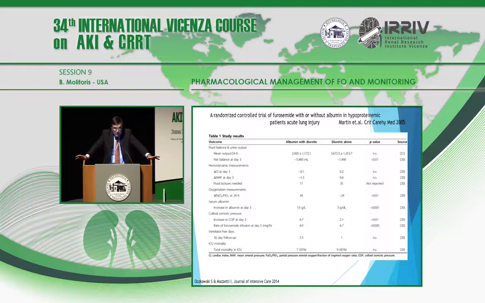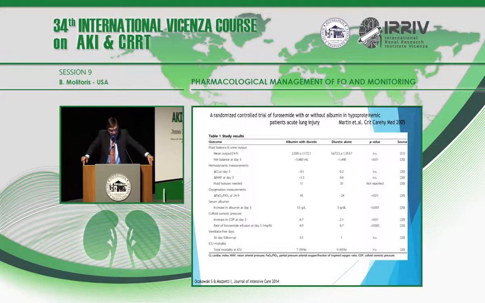I throw in one study that was done 10 years ago where they looked at a randomized controlled trial of furosemide with or without albumin, because this is a common question in hypoalbuminemic patients. Should we be giving them albumin? I mentioned before that the data only support use in cirrhosis patients. And this was looking at hypoalbuminemic patients with acute lung injury.